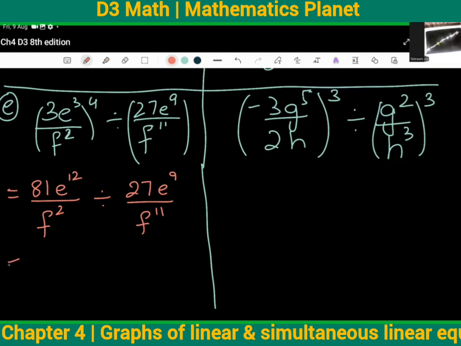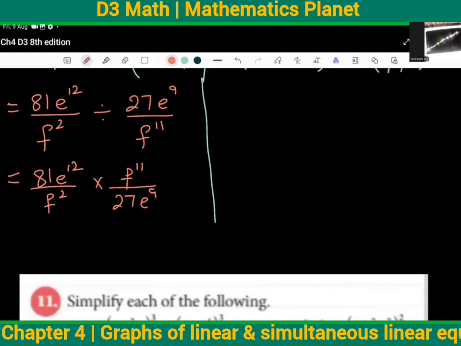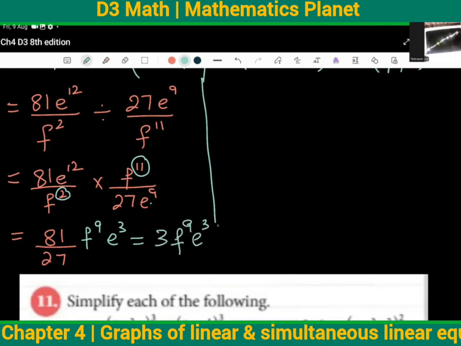We can also solve it by converting it into multiplication. When we multiply, we will get a reciprocal. So now it will be 81 by 27, f¹¹ because f¹¹ and f² are dividing over here. So you will get f¹¹ minus 2 will be 9. And e¹² and e⁹ are dividing, so e¹² minus 9 is 3. Also you can simplify the constants: 81 divided by 27 is 3. So the final answer will be 3, f to the power 9, e to the power 3. Okay.